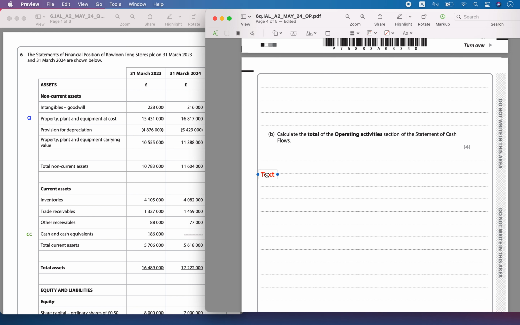So to calculate this, the formula generally used is cash flow from operating activities plus cash flow from financing activities plus cash flow from investing activities will be equal to the changes in cash and cash equivalents.